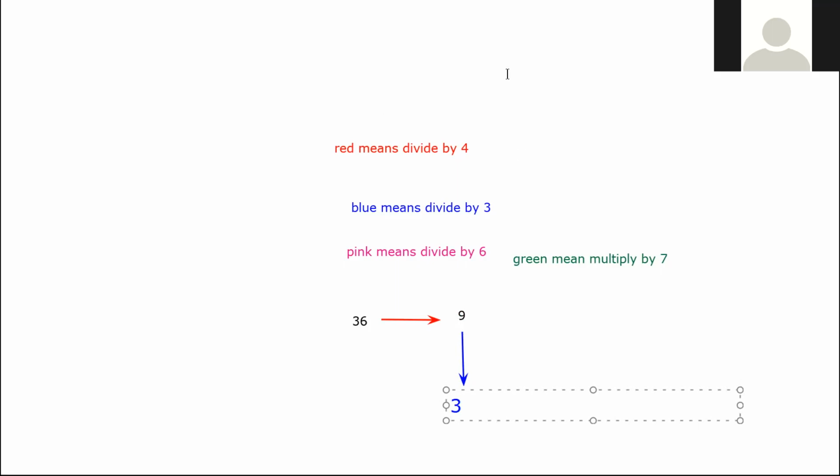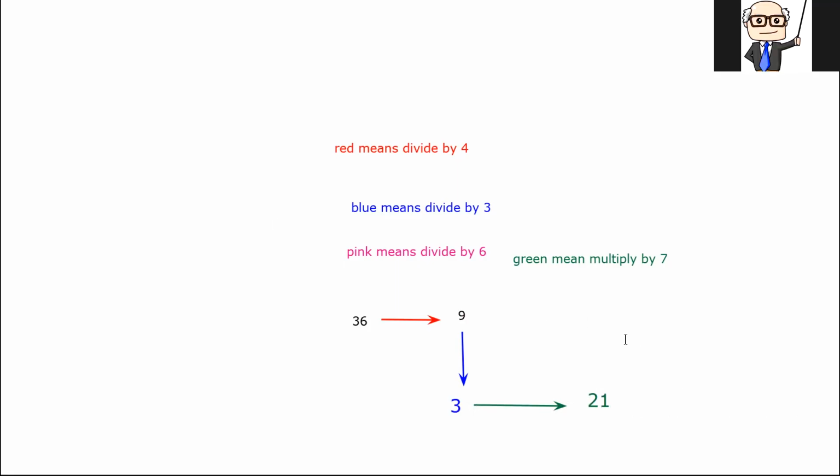Then now, this 3, what do you think is going to happen? Times 7. 3 will times 7, and the answer is 21. Then what do you think my 21 is going to do next? What color can I go? Blue. Very good. So if it's blue color, we divide by 3. 21 divided by 3 equals 7.